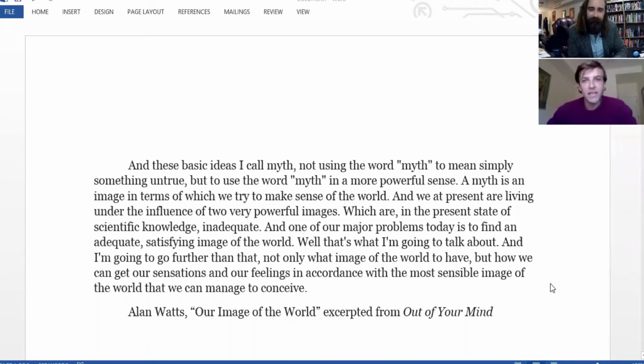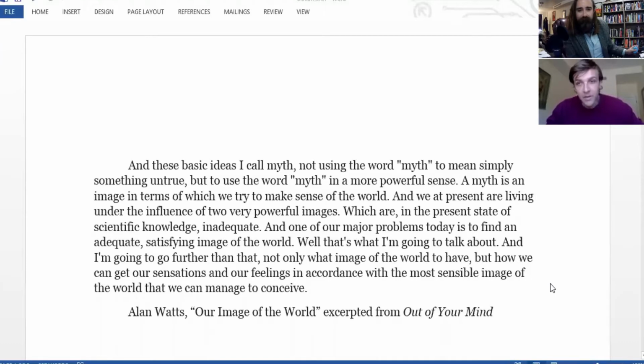And these basic ideas I call myth, not using the word myth to mean simply something untrue, but to use the word myth in a more powerful sense. A myth is an image in terms of which we try to make sense of the world. And we at present are living under the influence of two very powerful images, which are, in the present state of scientific knowledge, inadequate. And one of our major problems today is to find an adequate, satisfying image of the world.